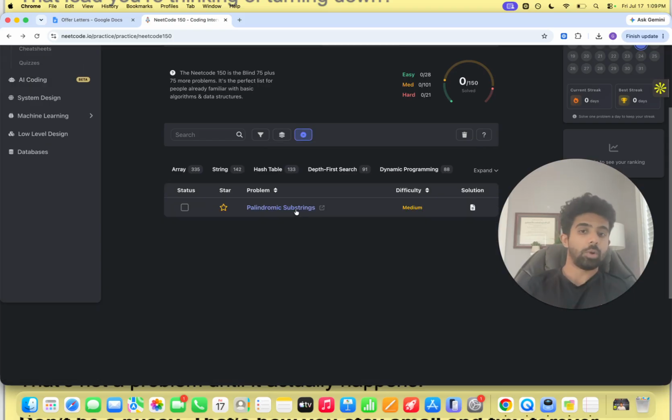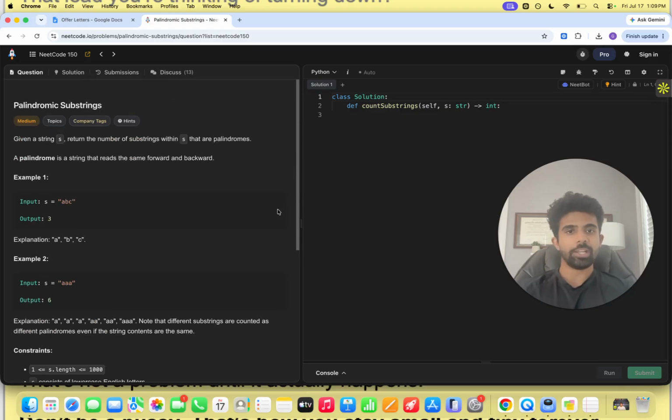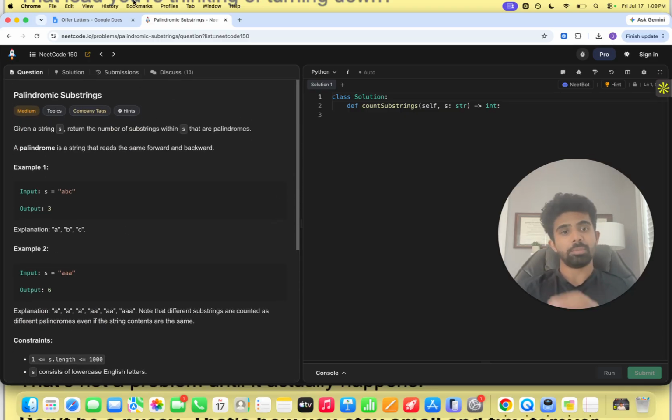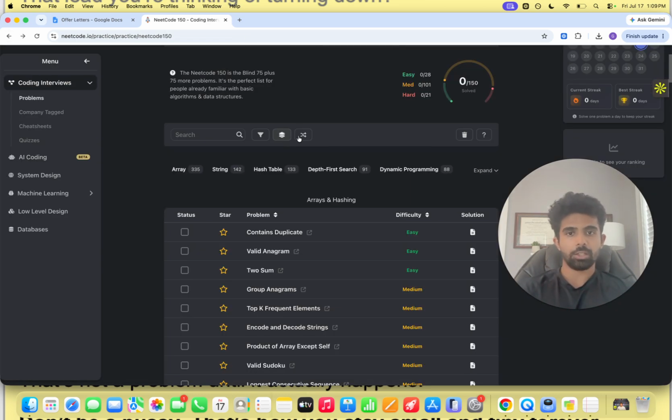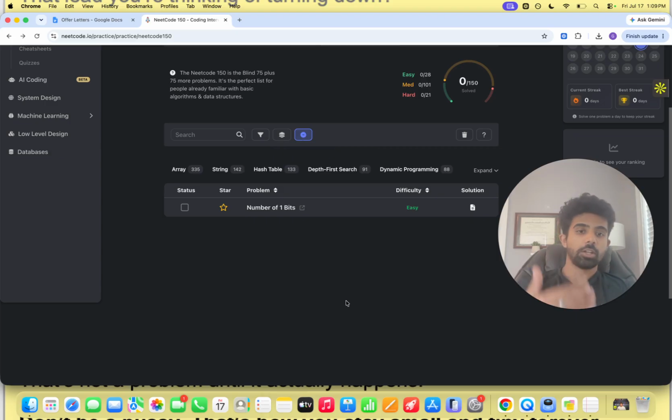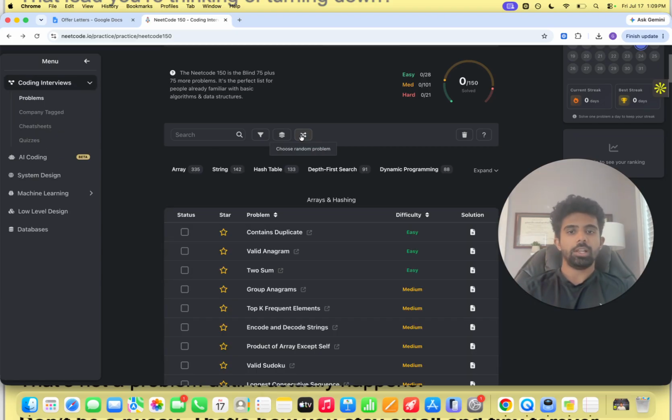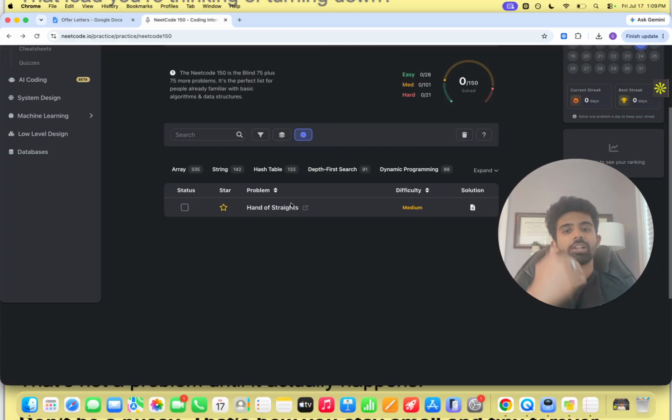You get a random question. And when you really use the platform this way, it doesn't tell you what type of algorithm or data structure to use. So you click on the problem, you read it, you try to solve it. Maybe you solve it, maybe you don't, and then you move on to the next question. And then you can go back here, click random again, and then you get another problem and you try to solve this one. And then you click random problem again, and then you try to solve this one.